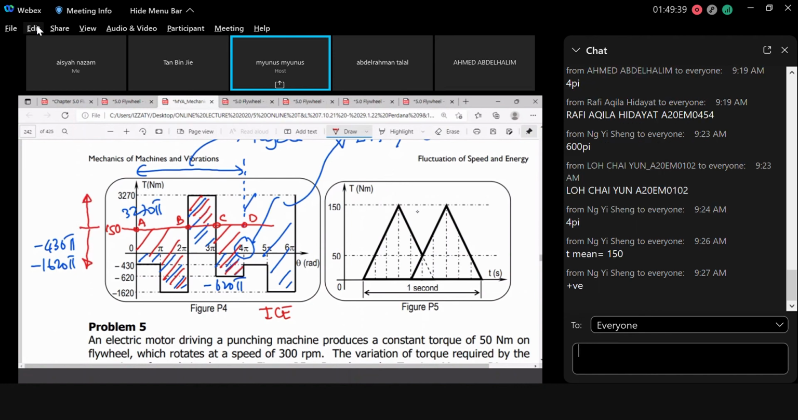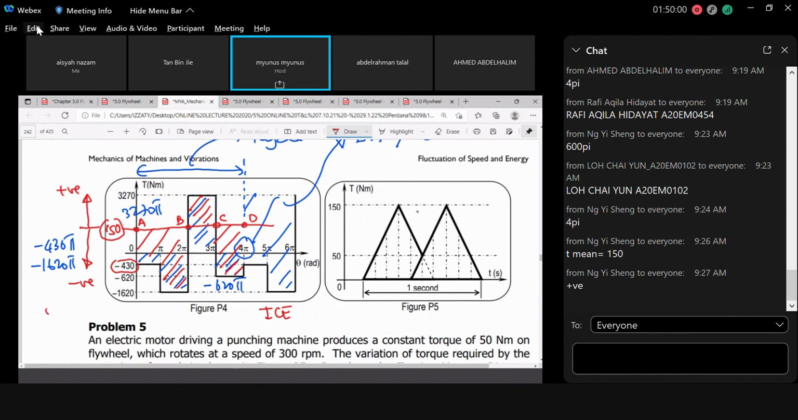Anyone? It's positive. Thank you. This is positive. This one is negative. So this one has both positive and negative portions. This one is not very difficult. We have 150 plus 450, you'll be getting 580.